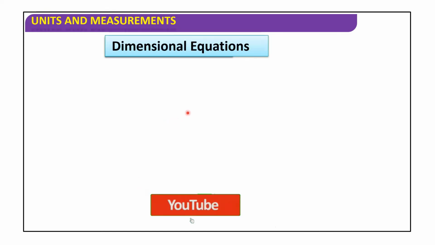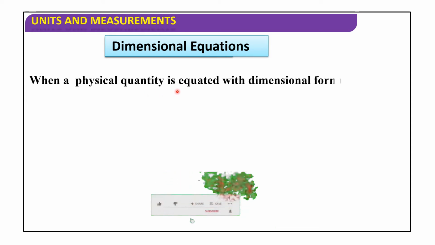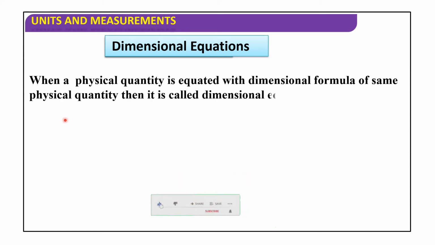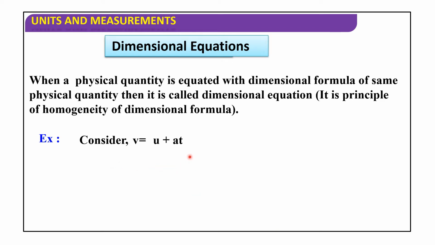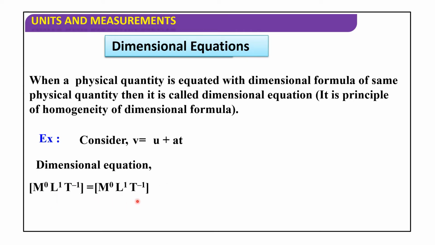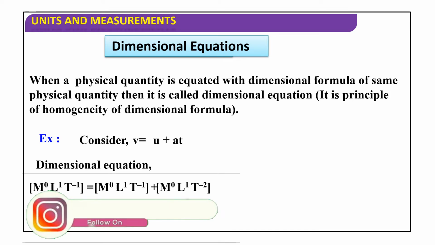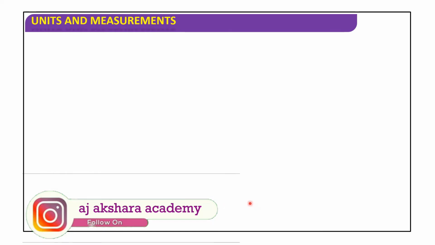Next, dimensional equations. When a physical quantity is equated with the dimensional formula of the same physical quantity, then it is called a dimensional equation. It is the principle of homogeneity of dimensional formula. Example, consider V is equal to U plus AT. This is the first equation of motion. Dimensional equation is M^0 L^1 T^-1 equals M^0 L^1 T^-1 plus M^0 L^1 T^-2 into M^0 L^0 T^1.